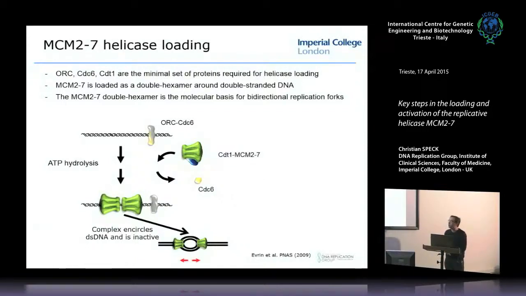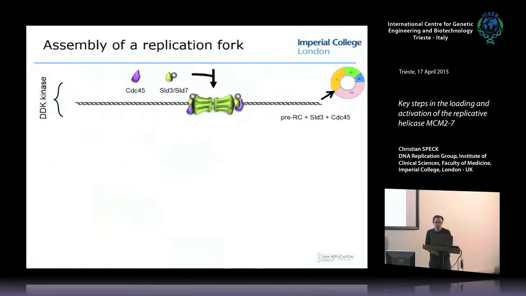So from that point of view, we were extremely happy with this structure. And as I already elaborated, the MCM complex is initially inactive and needs to be remodeled for activation. This remodeling doesn't exist in bacteria. It's a truly eukaryotic event. And therefore, eukaryotes have many factors that don't exist in bacteria and that are required for this remodeling. This is something that we only understand very poorly right now. But we know that there are a number of proteins involved.